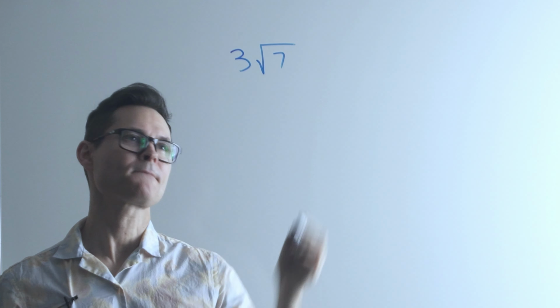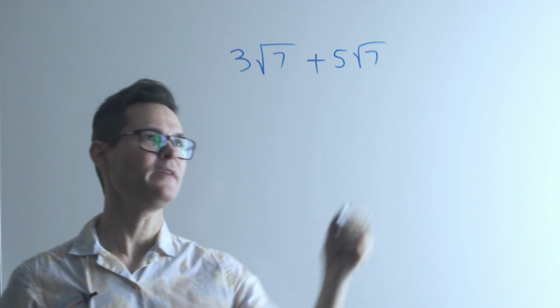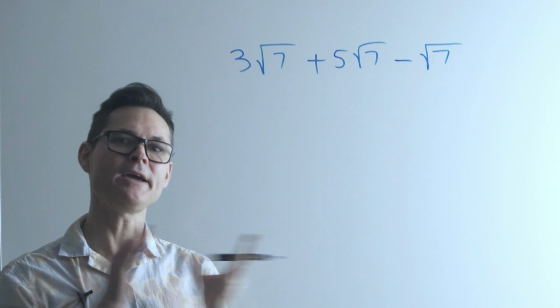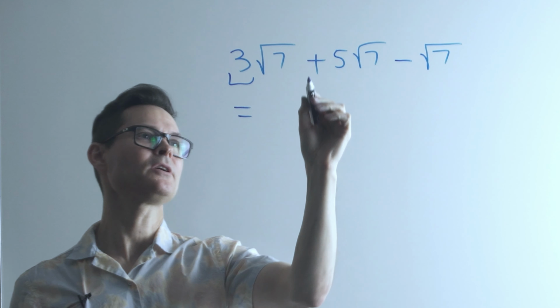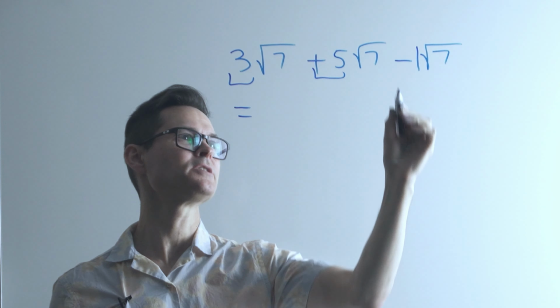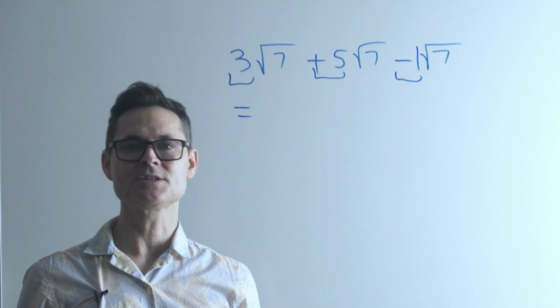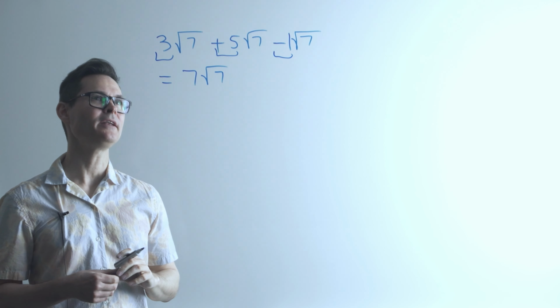So sometimes simplify means add radicals or subtract radicals. So if I had 3 root 7 and I was going to add that to 5 root 7 and then subtract root 7, then I can combine those, simplify them, into one term by simply adding the coefficients. Do you see there's a coefficient there? It's 1, minus 1. So 3 plus 5 is 8. 8 minus 1 is 7. So the answer is 7 root 7.